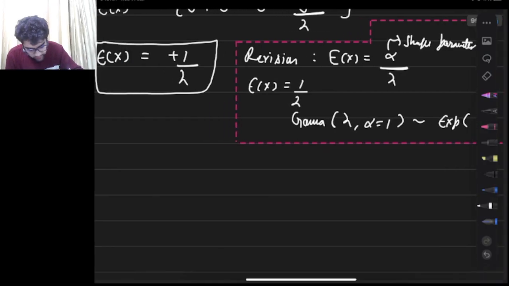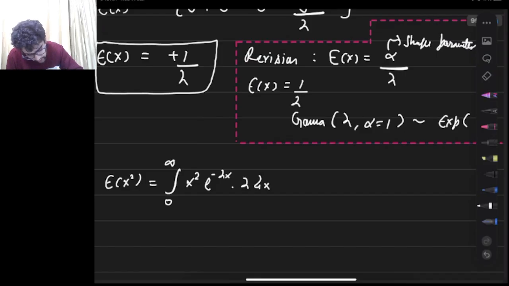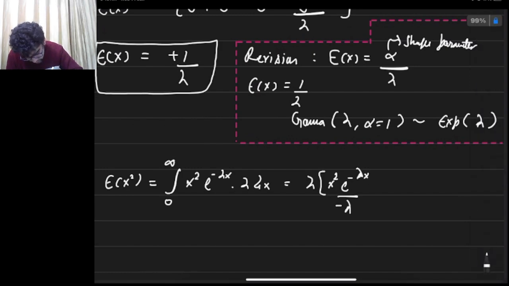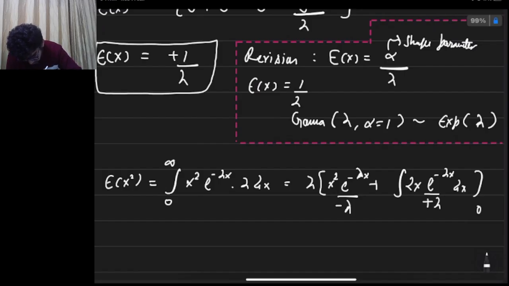Now we need to find the variance. For variance we need to find E of X square. So E of X square becomes the integral of x square e to the power minus lambda x times lambda dx from 0 to infinity. I'm just trying to do this quickly now. So lambda, now x square e to the power minus lambda x by minus lambda, I'm just integrating this function, minus 2x e to the power minus lambda x by minus lambda dx, 0 to infinity.